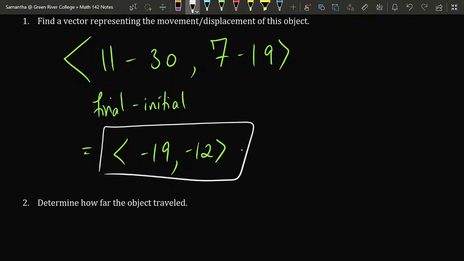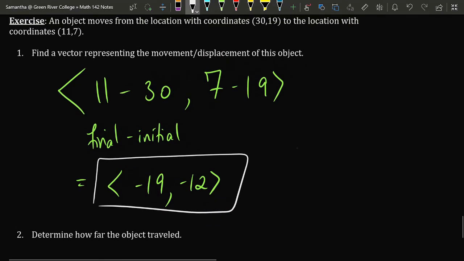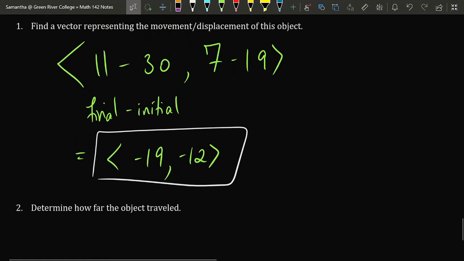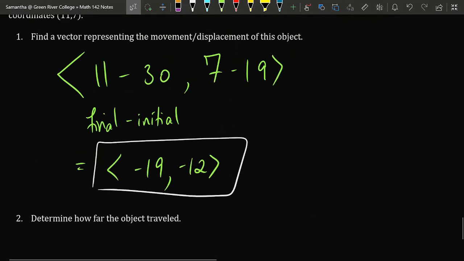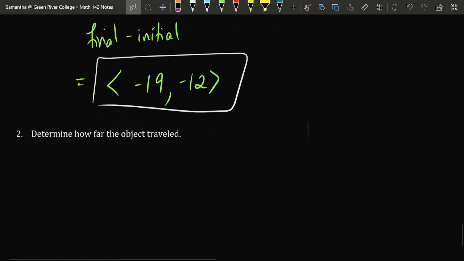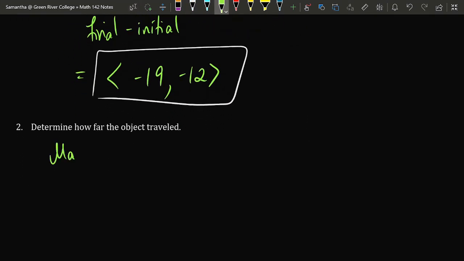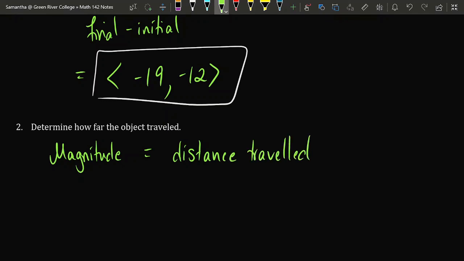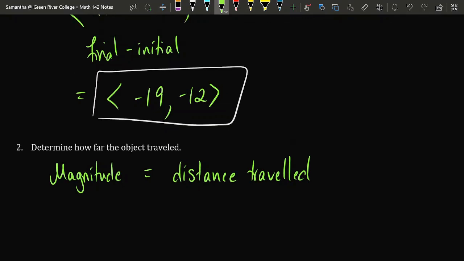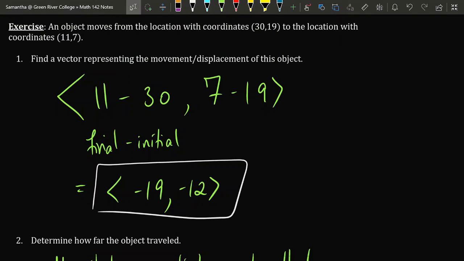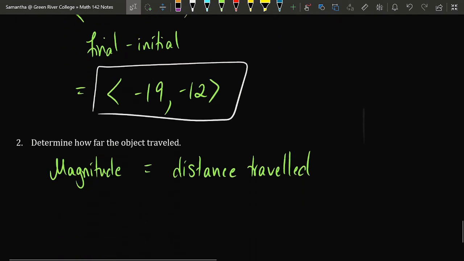Now, how far did the object travel? There are several different ways to answer this question, but one of the more convenient ways is to use the answer that we got in number 1. Because this vector represents the displacement of the object, the magnitude of the vector is equal to the distance traveled. The magnitude of a vector is the number associated with that vector, and for displacement, the number associated with this vector is the distance traveled by the moving object.